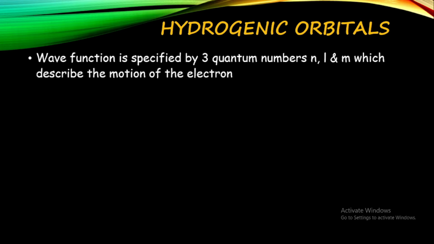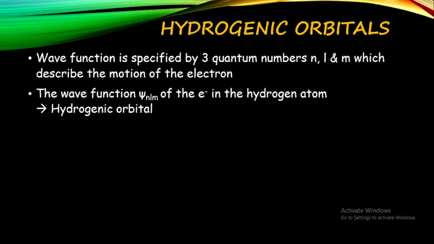From the previous knowledge itself, we know that the wave function is specified mainly by three quantum numbers, n, l and m, which describe the motion of the electron. n is the principal quantum number, l is the orbital angular momentum quantum number, and m is the magnetic quantum number. These specify the wave functions of the hydrogen atom, because we know the wave function is related to the position of the particle, which again leads us to the corresponding eigenvalue or the energy term.